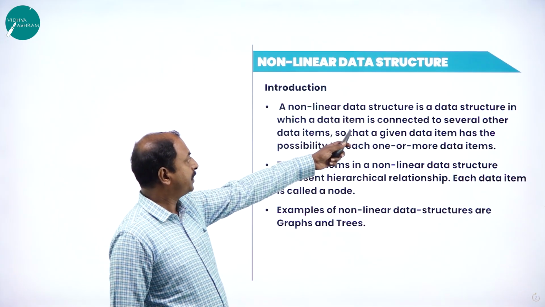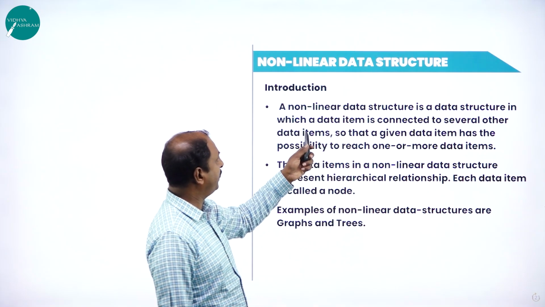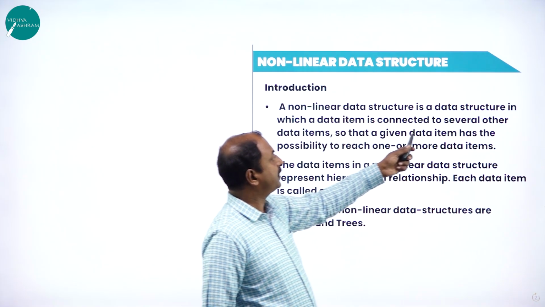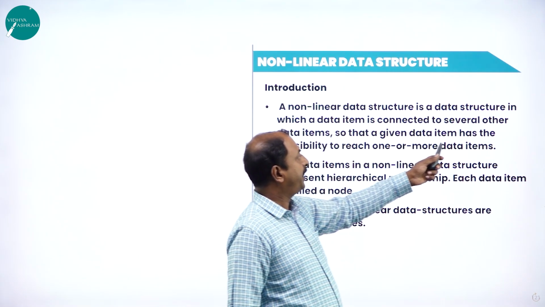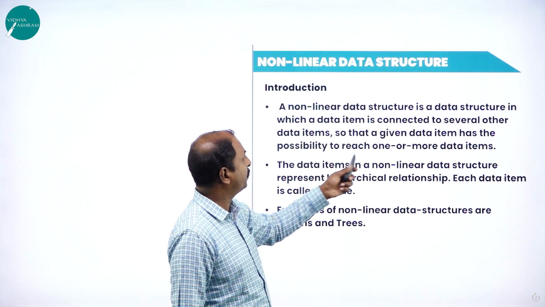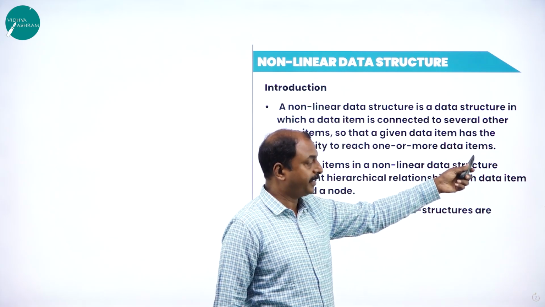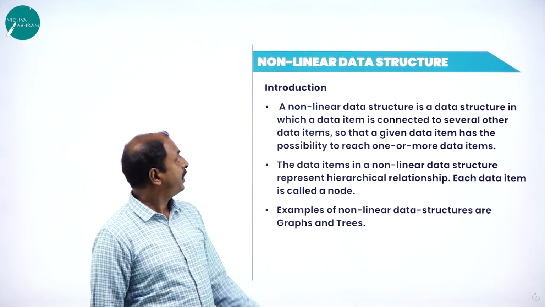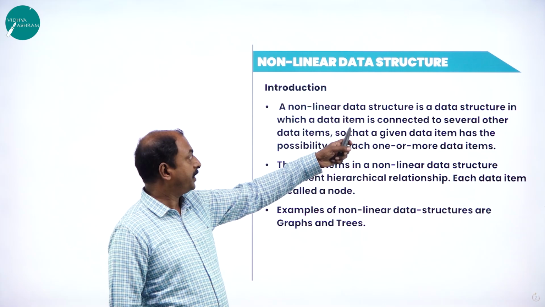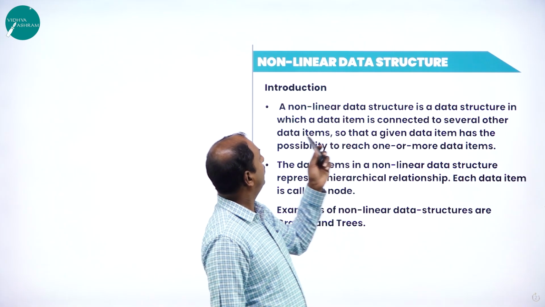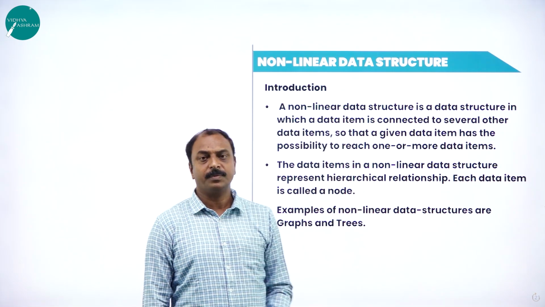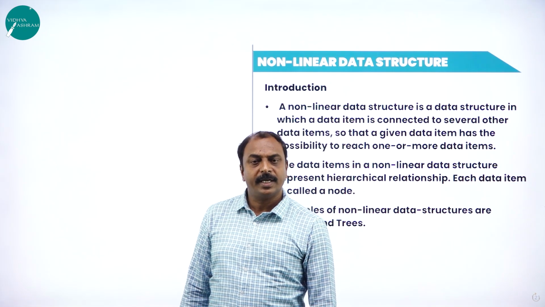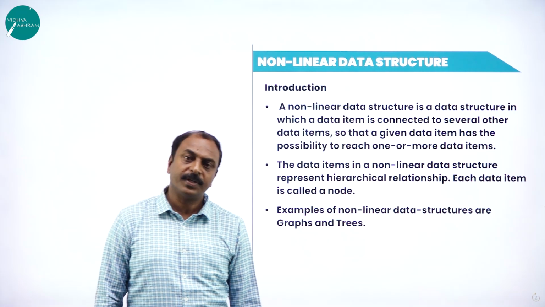A non-linear data structure is a data structure in which a data item is connected to several other data items, so that a given data item has the possibility to reach one or more data items. So just look at the definition of non-linear data structure. Data items are connected to several other data items. It means here data items are not arranged in a definite order.